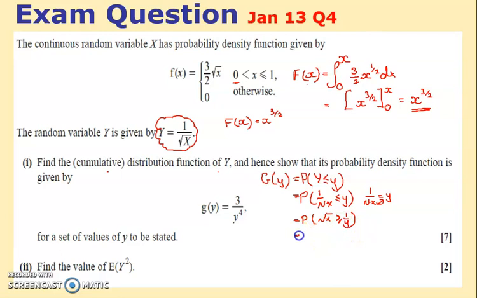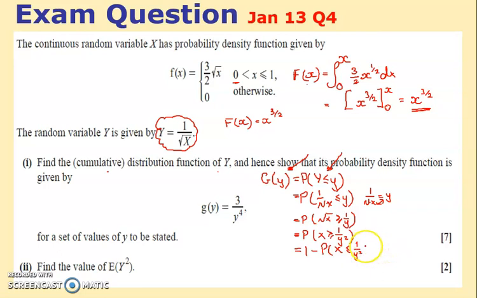Notice now, I don't like the square root, as I kind of hinted at before. So I'm going to square both sides, and that gives me x is greater than or equal to 1 over y squared. But I still don't particularly like the fact it's greater than or equal to. My definitions for CDFs are always less than or equal to. So I've got to get away from this, and the way I do that is I say it's 1 minus the probability that x is less than or equal to 1 over y squared.